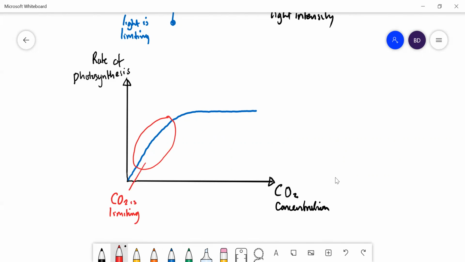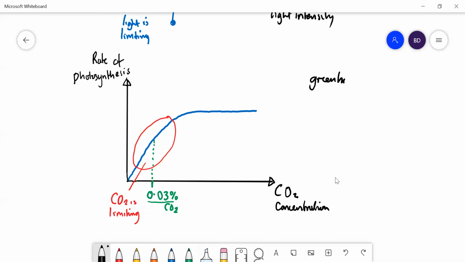What is significant here is, if we mark some numbers on this scale, this is the concentration of carbon dioxide in the Earth's atmosphere. Approximately, it's about 0.03% CO2. You can see at that point, CO2 still is limiting. So if you increase the concentration of CO2 above the level found in the atmosphere, you can make the rate of photosynthesis go faster. And this is sometimes exploited by people growing things in greenhouses.